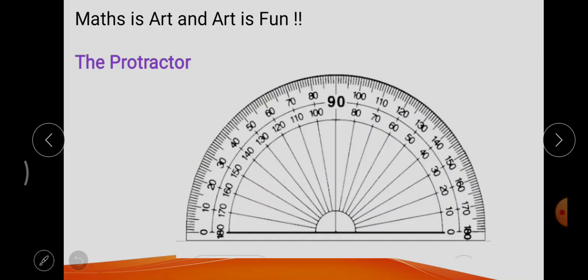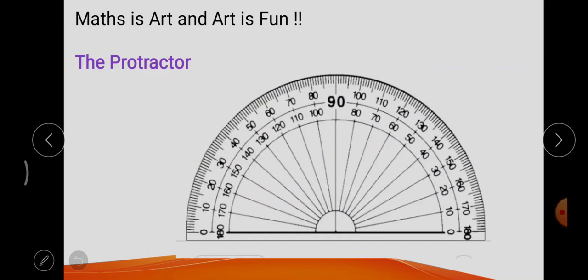So you can see this first line. That is, maths is art and art is fun. That means I can conclude from my statement that maths is fun. So if we see maths in a different way, we will enjoy learning maths. So let's see how this protractor helps us to measure the different angles.